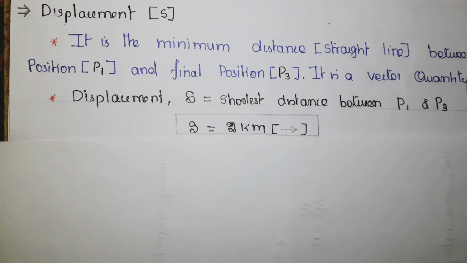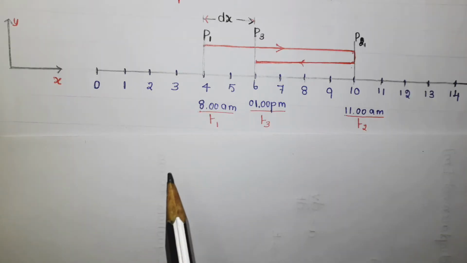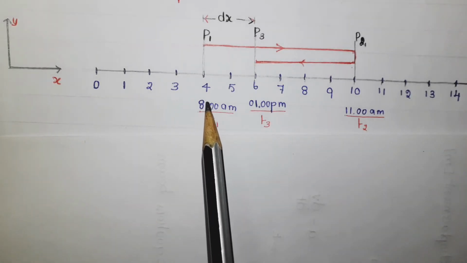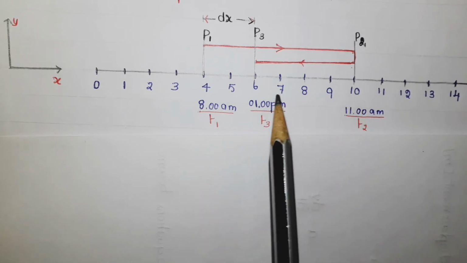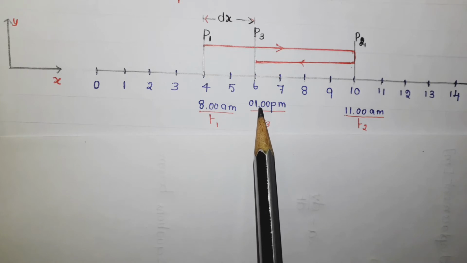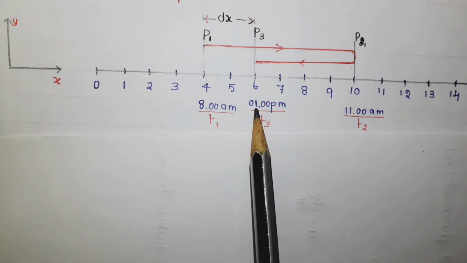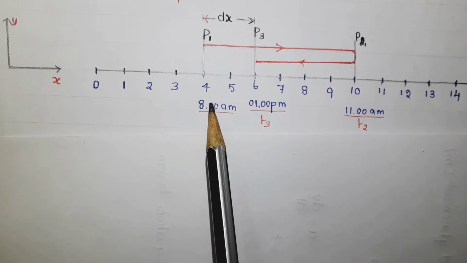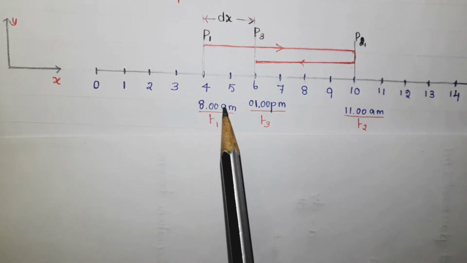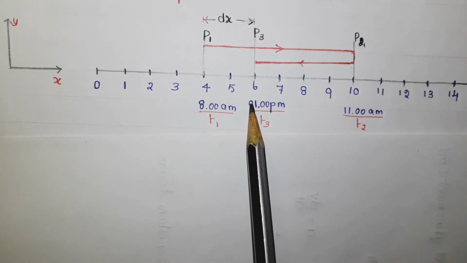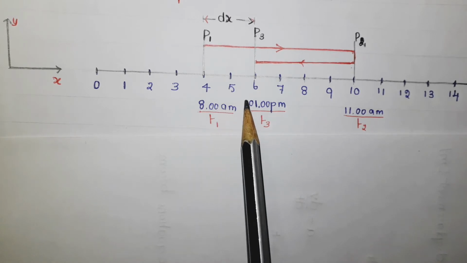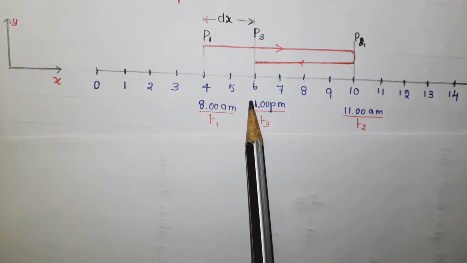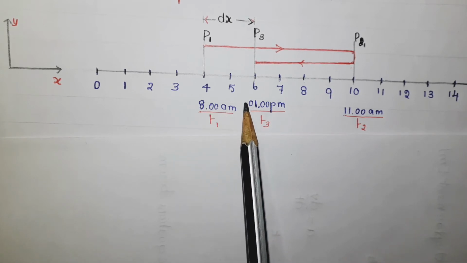Now let us go back to the map again. So this is the position at time 8 o'clock. This is the initial position, and after making all the travel, finally this is the final position of the particle at 1 p.m. Now if you look here, initially it was in 4th position, finally it is in 6th position. So now it is displaced by only 2 kilometers from 4 to 6. So this is what is known as displacement.